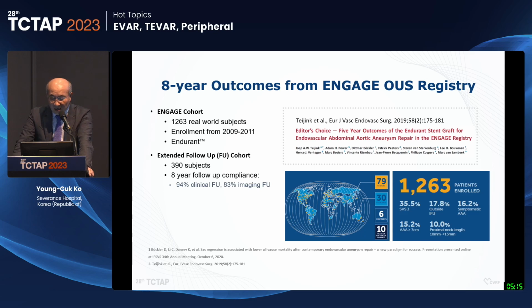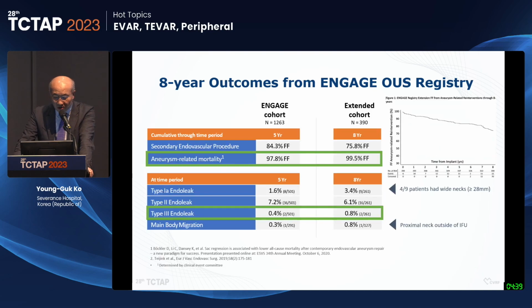This ENGAGE registry investigated the outcomes of the Endurant device, which is, I think, one of the most commonly used devices for the treatment of EVAR. And the initial cohort has 1,263 subjects worldwide. And part of this cohort was followed for 8 years and recently up to 10 years. And this study showed excellent outcome of the Endurant device.